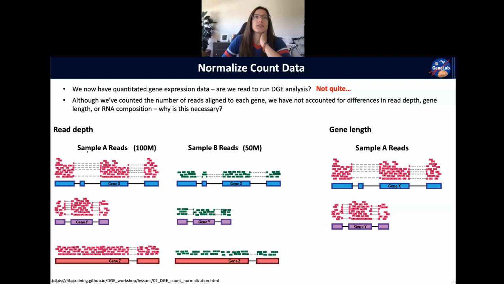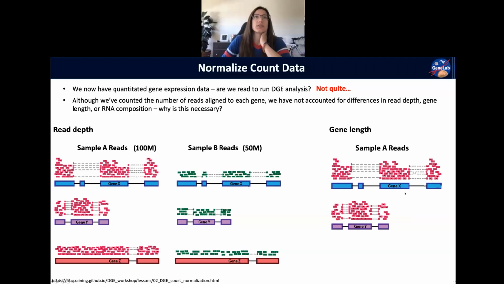We're comparing the expression of gene X in sample A to the expression of gene X in sample B. If we have more reads in sample A than in sample B, by nature of having more of a sampling of the transcripts, we're going to capture more reads aligning to gene X. So we will see that gene X is more expressed in sample A than sample B, and it's likely just because we have more reads. So we absolutely want to account for read depth when comparing two groups. Now what about gene length?